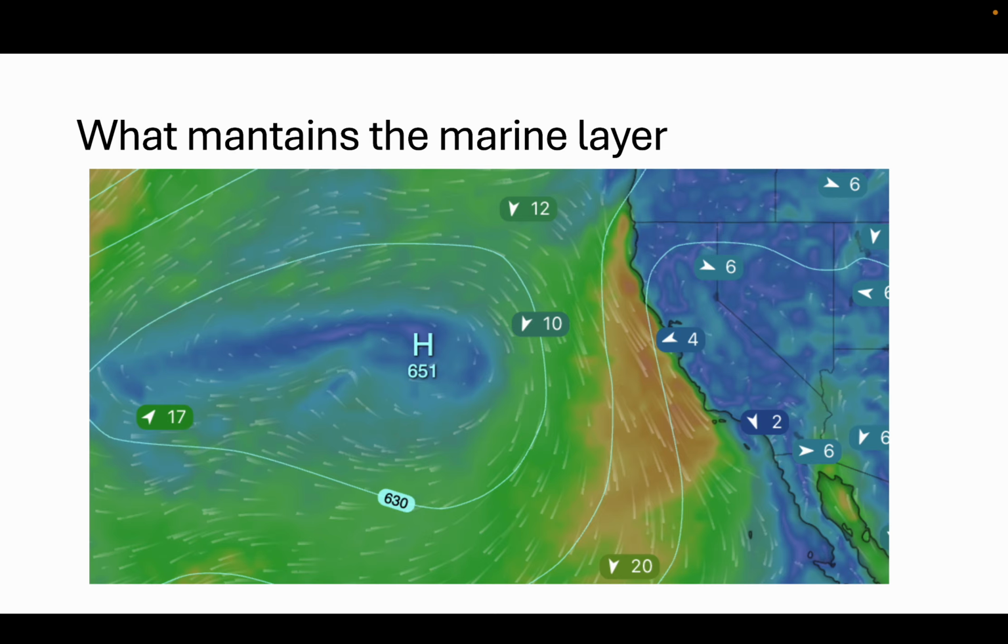So when the air interacts with the water, you get marine air, and then when you have warm air above it, that's pushing down on it, subsiding on it. It doesn't really have anywhere to go, and voila, you have a marine layer. Next slide.